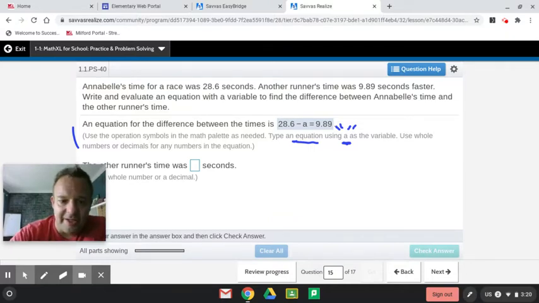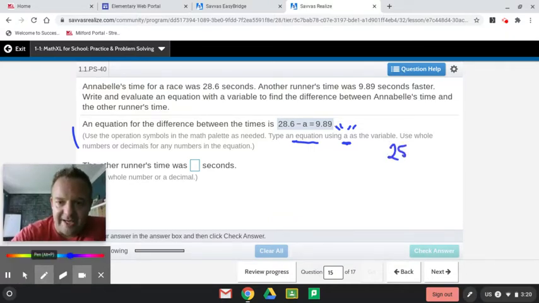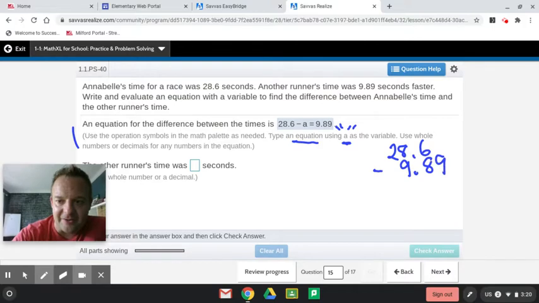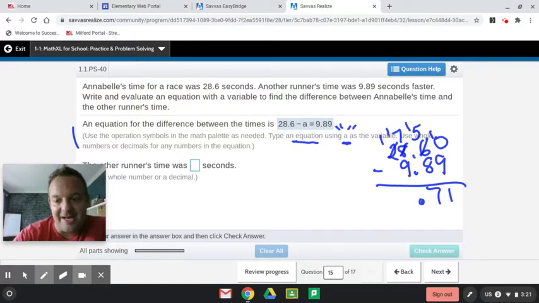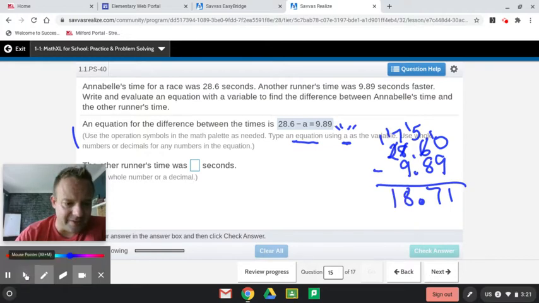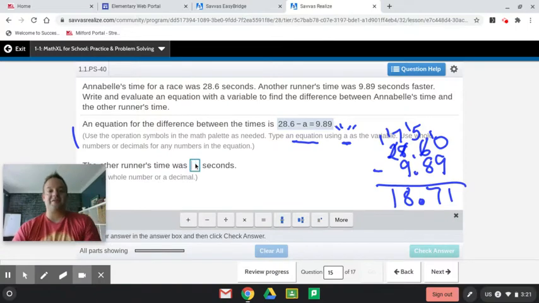We're going to do 28 and 6/10 minus 9 and 89 hundredths. We got to add a placeholder 0 there. Can't do 0 minus 9, can we? No, we got to borrow. So 10 minus 9 is 1. 5 minus 8. Can't do that either. You know they like making us borrow. 7 minus 9. Nope. 17 minus 9. Yeah, we can do that. That is, of course, 8. So 18.71, or 71 hundredths of a second faster. Or the other runner's time was 18 and 71 hundredths of a second.